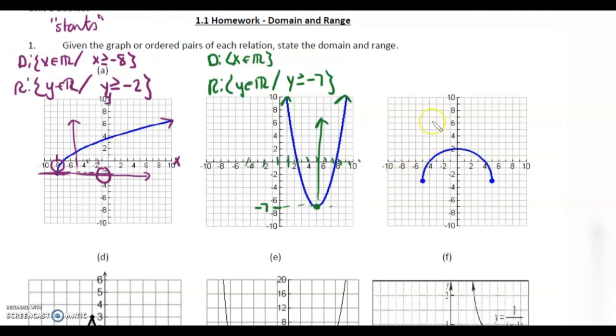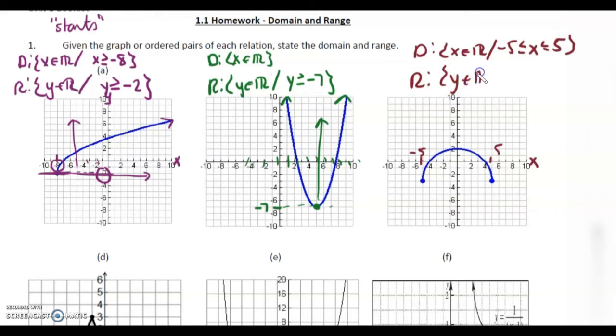Okay, and then this is like half a circle. So on the x-axis, this goes from -5 and it goes all the way to 5. So simply the domain is x is an element of the real number system such that x is between -5 and 5. Okay, and we can set up the y's as well. The smallest number for y is here, it's -3, and the biggest number for y is 2. So y is between -3 and 2.